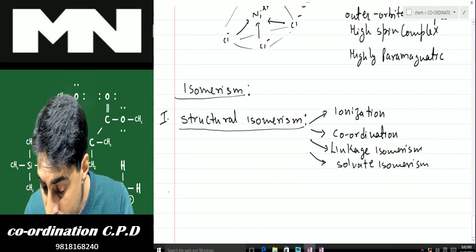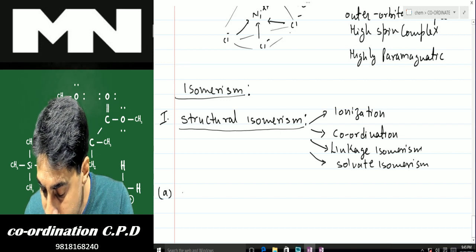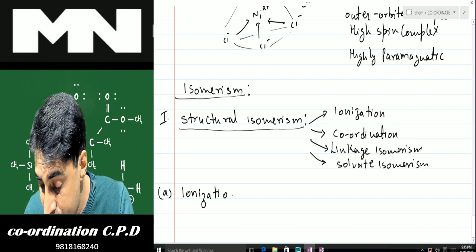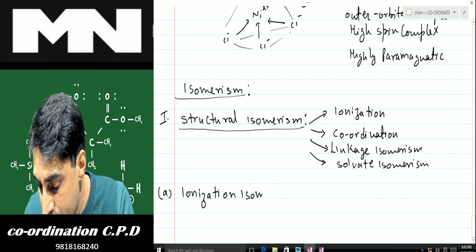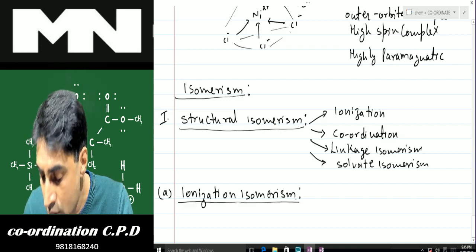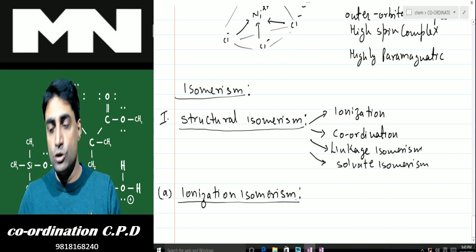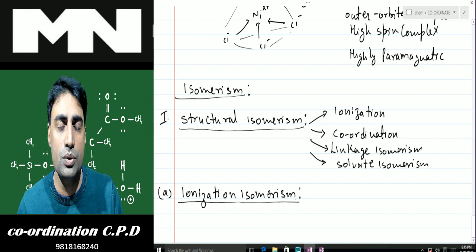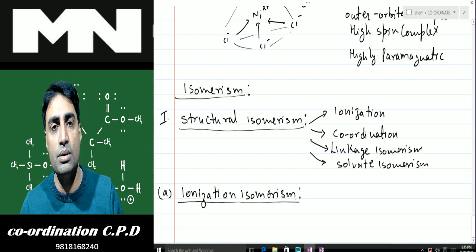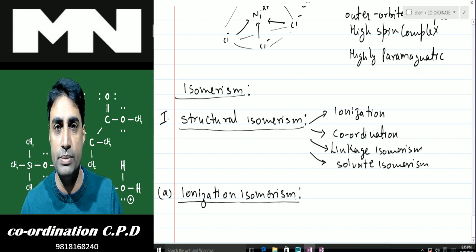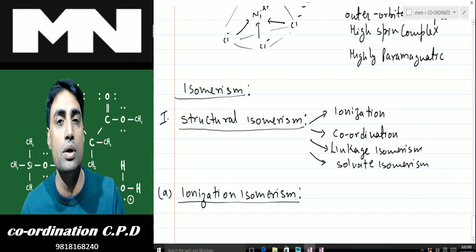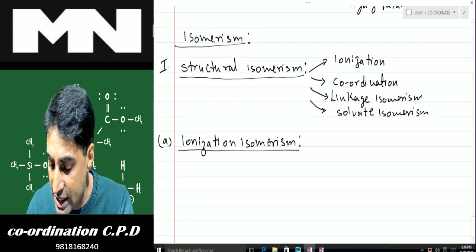First, I'll tell you ionization isomerism. The first and the last are very much similar. I'm telling you what ionization isomers are. If you want to write down their definition, please do that. Ionization isomers are coordination compounds which have the same molecular formula, but they give different products when dissolved in water. Or we can say they are compounds having the same molecular formula, but they give different products on ionization.